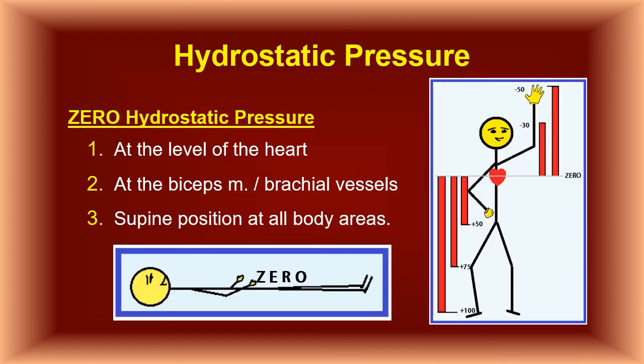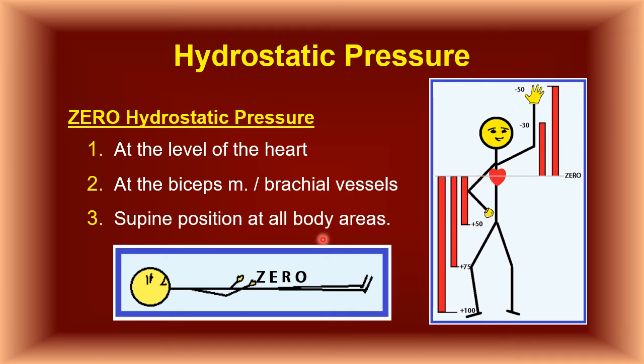Now we have something called the zero pressure. Zero pressure means what? Zero hydrostatic pressure, not the core pressure. We talk about the hydrostatic pressure now. So hydrostatic pressure zero, when will this happen? It will happen at the level of the heart, because there's no blood column. This is the level of the heart here, we have no blood column. So at the level of the heart, anything at the level of the heart is zero pressure. For example, the brachial area here, or the biceps muscle, the brachial vessels here. Again, this is the same zero pressure.